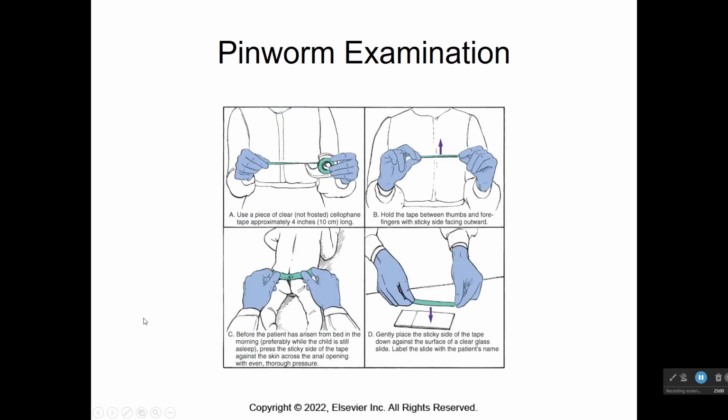This is the pinworm exam. You take a piece of clear tape, put it on the patient's anal area, along the anal opening. The next day, generally, you take it off, you put the sticky side down on a clear glass, and you look at it under the microscope.